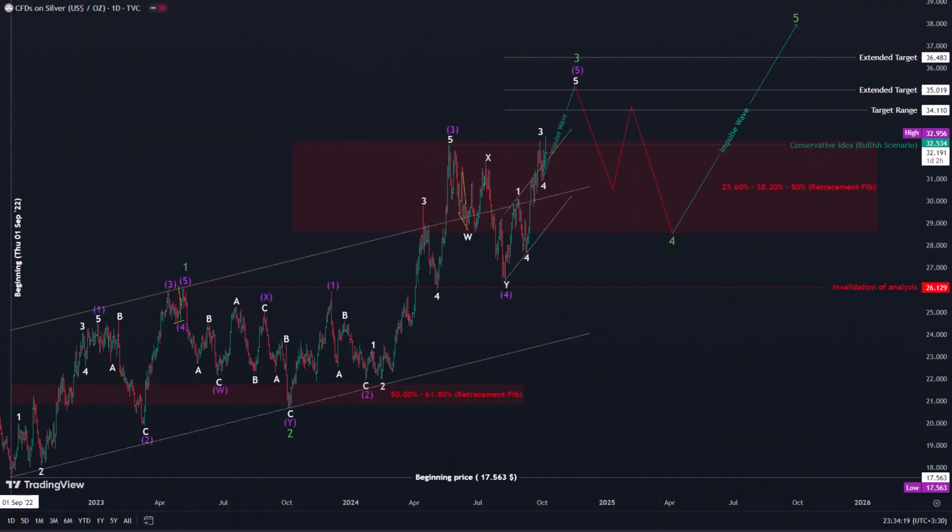Silver, similar to gold, is completing a third wave rally in a larger wave pattern. This could potentially lead to significant price changes. Now it is better to go to the silver chart using 4-hour intervals.